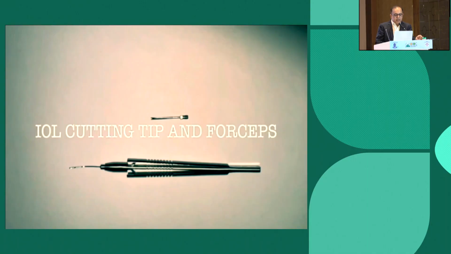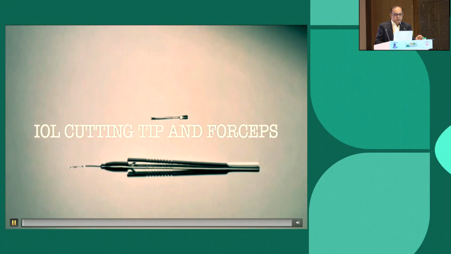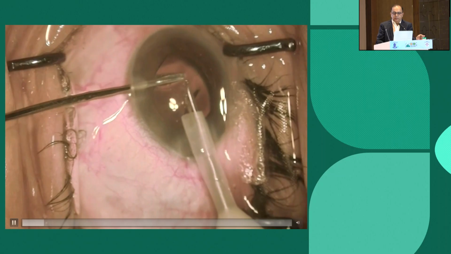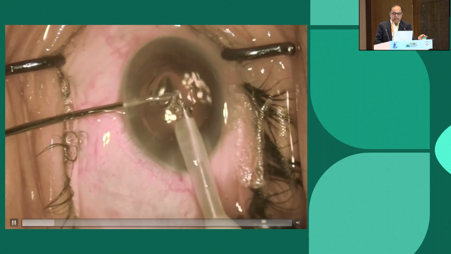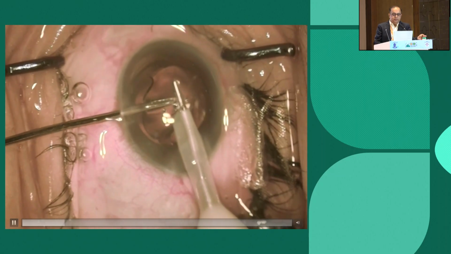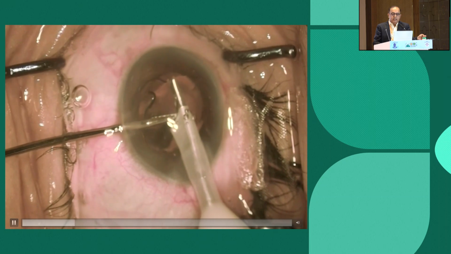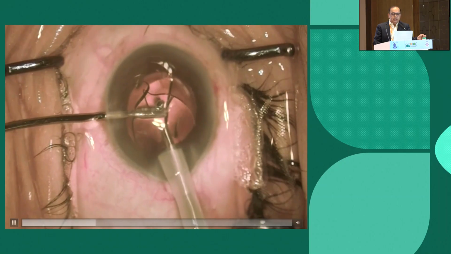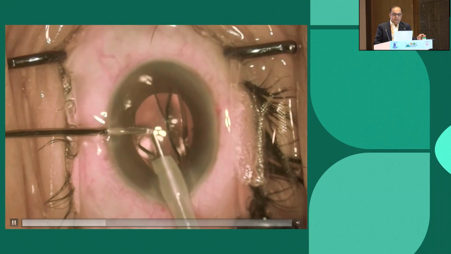In this method, the IOL cutting tip is attached to the phaco probe and its sharp edges can cut the IOL in 2 or 3 parts. Now the IOL cutting tip is such that the jaws of the forceps open and close vertically, although the tip advances horizontally.